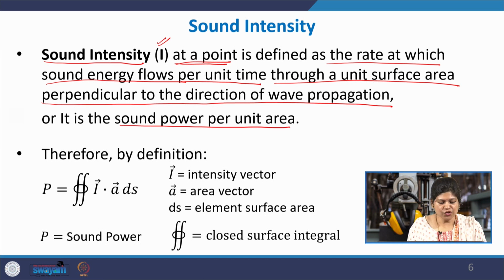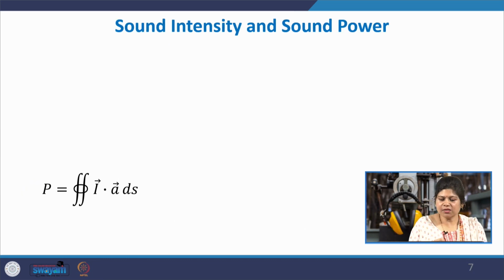So, by definition, we can obtain the power by doing the surface integral of intensity with the area over a particular surface that is enclosing the source. If you look at this particular equation here, let us just clarify this. What does this equation mean? We have got, let us say, some sound source which I am indicating by this red blob. This is our source.